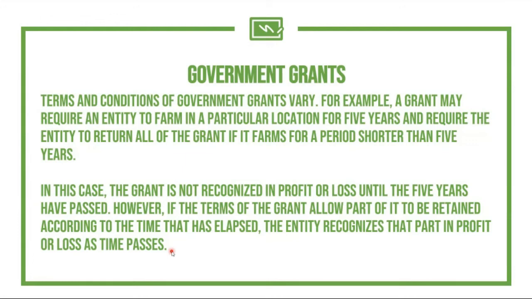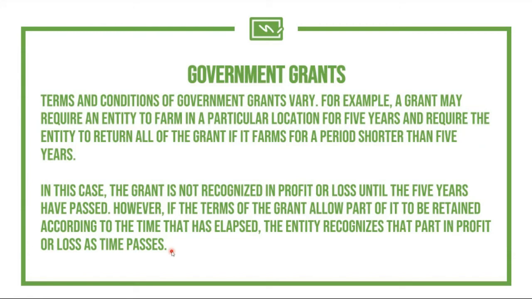So what do we mean by this? If let's say for example, we go back to the horses. You are going to receive 20 horses with a total fair value of, let's say, 20 million, because horses are practically very expensive right now. So the 20 million is the entire fair value less cost to sell of the biological asset that you will receive. However, it is conditional upon you operating a horse ranch for 5 years.